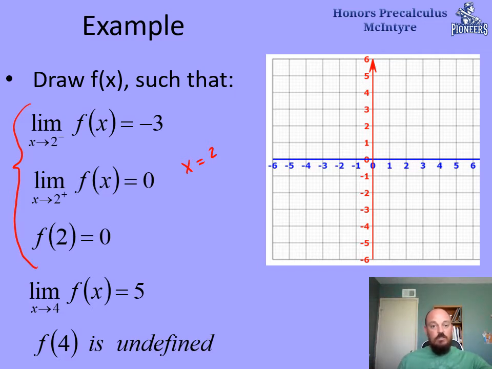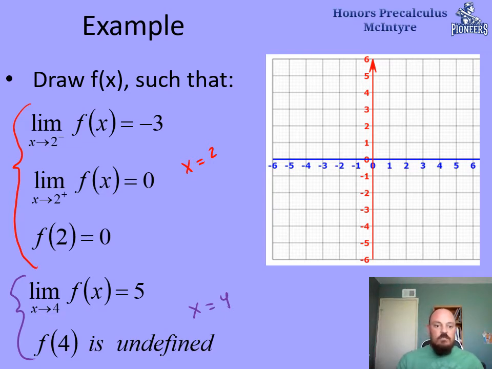The top one tells me to the left of 2. And the middle one tells me to the right of 2. That's what the notation means. Now, the bottom 2 questions do the same thing, but tell me what happens around where x is 4.